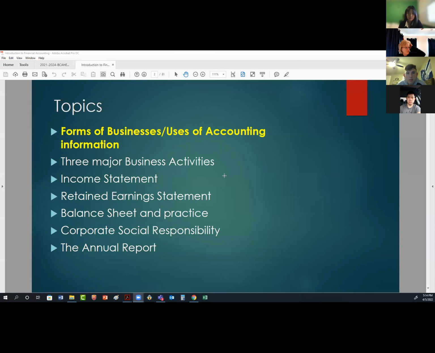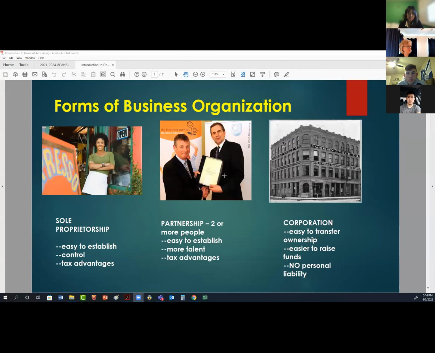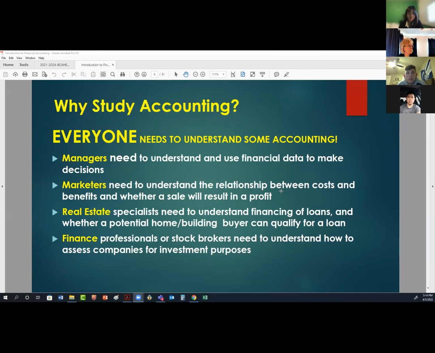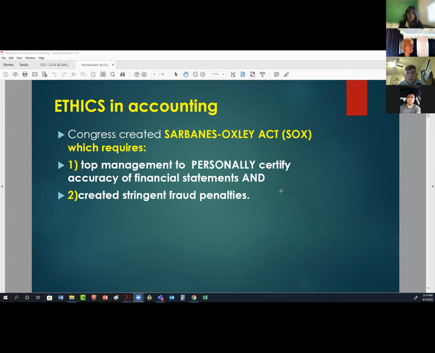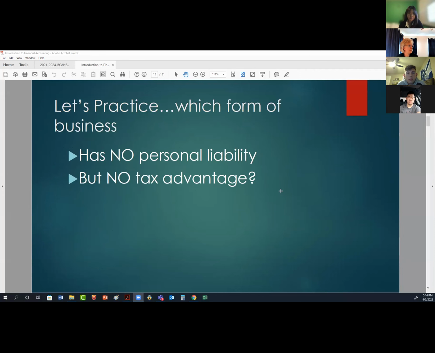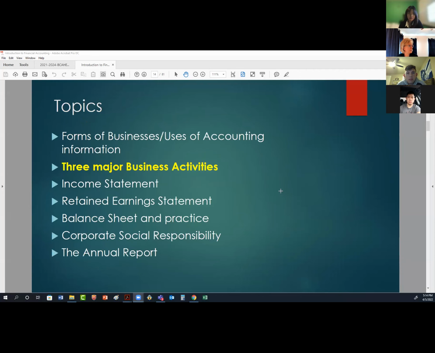Okay, so let's look at the statements. So, different types of businesses. We're going to be studying corporations. We're not going to be studying partnerships or sole proprietorships. And who uses information? Why do we need information? Big discussion on ethics.